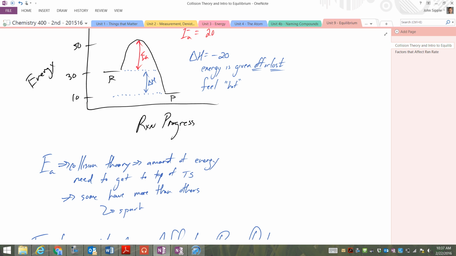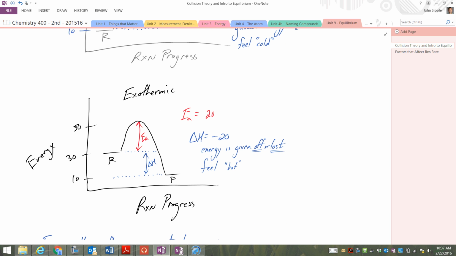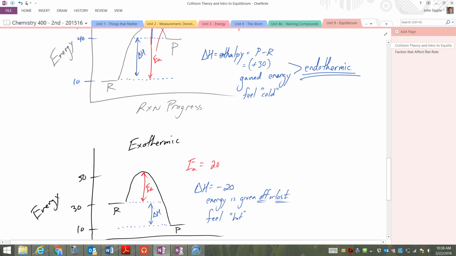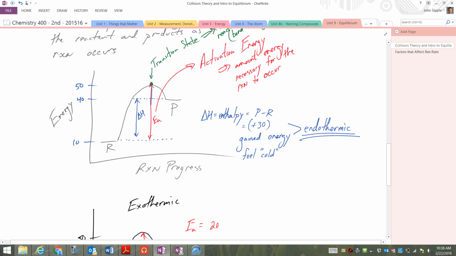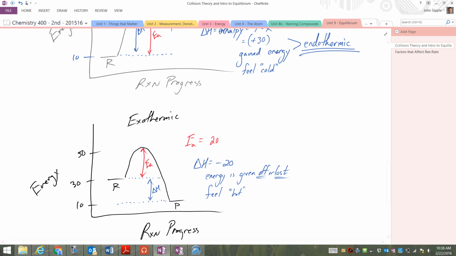Well, first of all, before I move on, are there any questions about endothermic and exothermic, the difference between those two, and the differences between delta H and energy of activation on a graph, in either graph there?